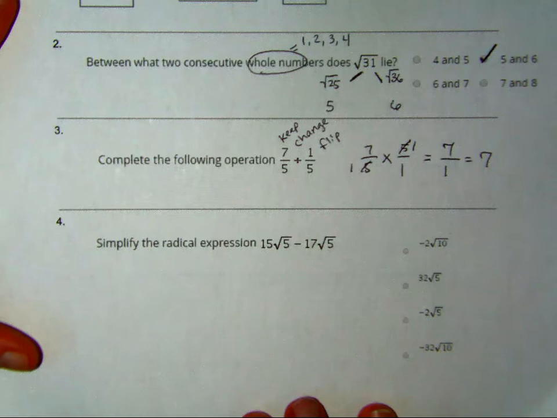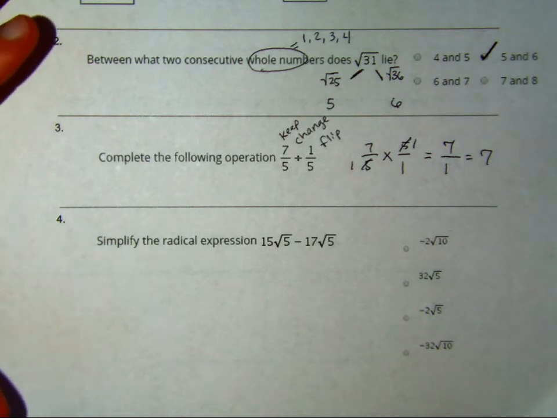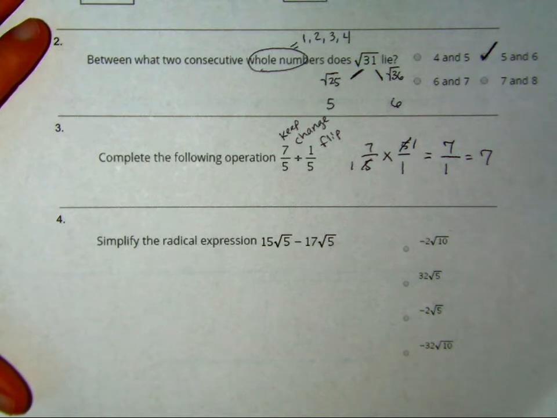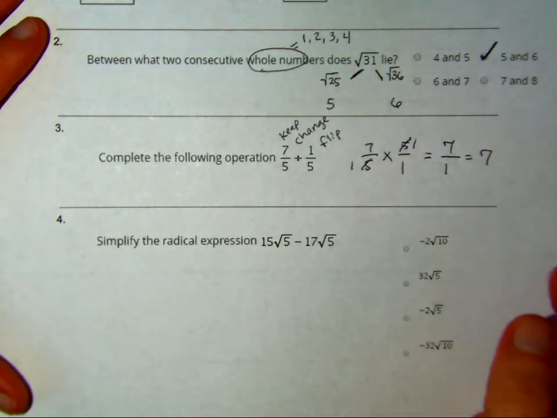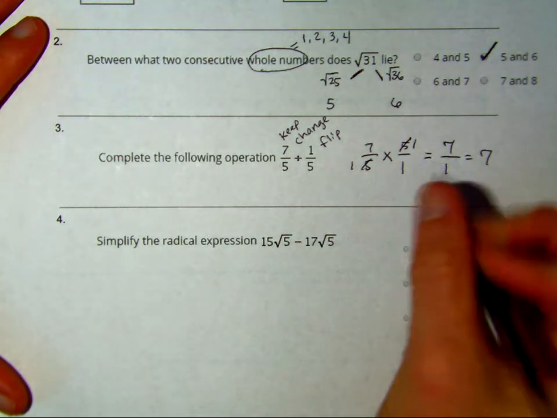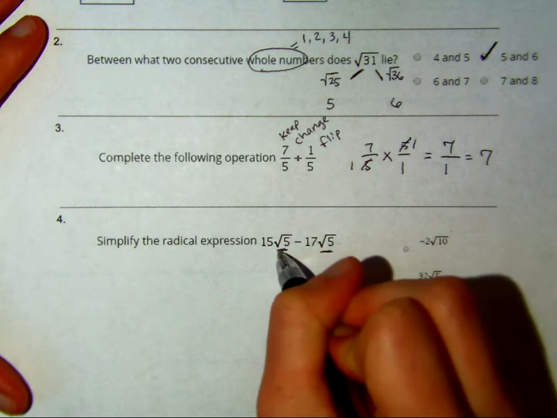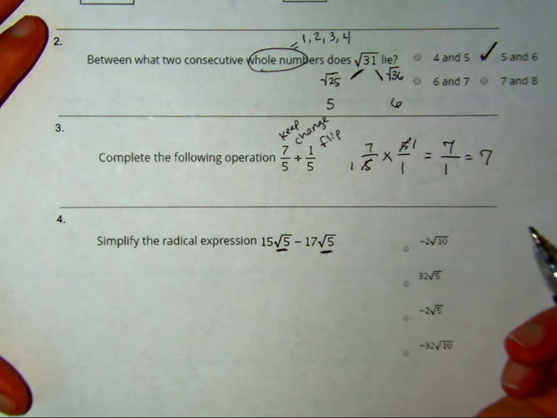Okay, so then if we move on to number 4, okay, simplify the radical expression 15 square root of 5 minus 17 square root of 5. When we add or subtract numbers with square roots, you have to first say, can I even do it? So in order to add or subtract, you have to have the same number under the radical. And this is only for addition and subtraction.